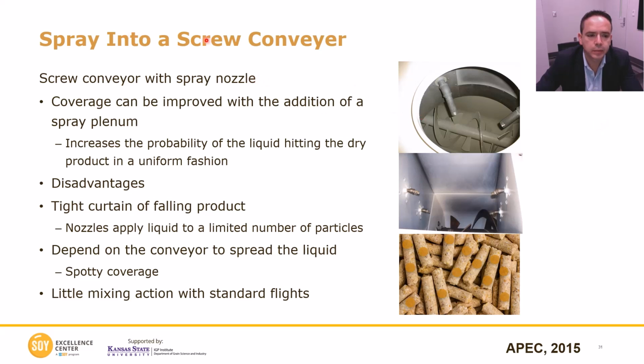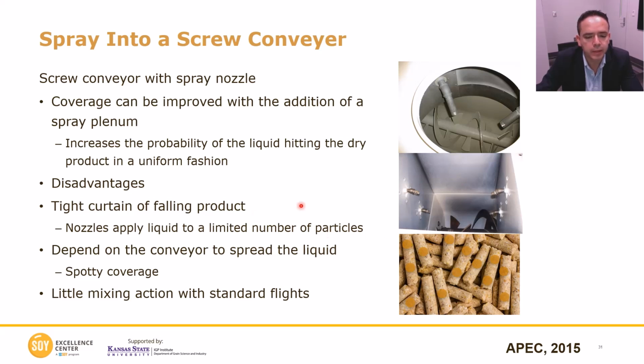So this is some of the application systems. You have a spray into a screw conveyor. Here you can see the conveyor at the bottom and the nozzles on top. With these screw conveyors with spray nozzles, the coverage can be improved with the addition of a spray plenum. This increases the probability of liquids hitting the dry product in a uniform fashion.